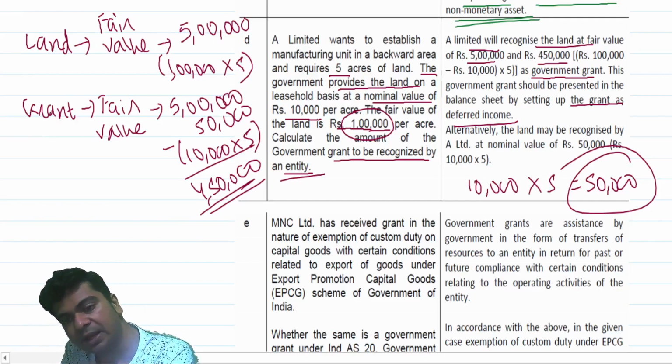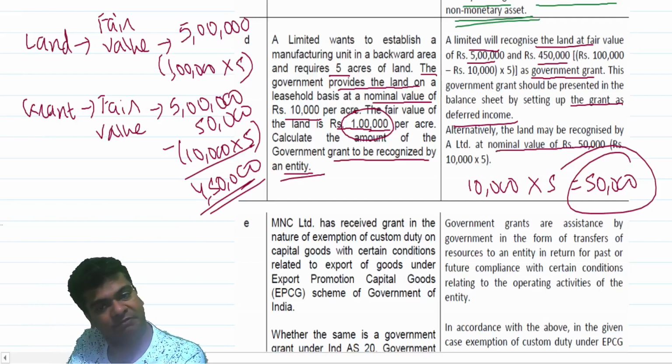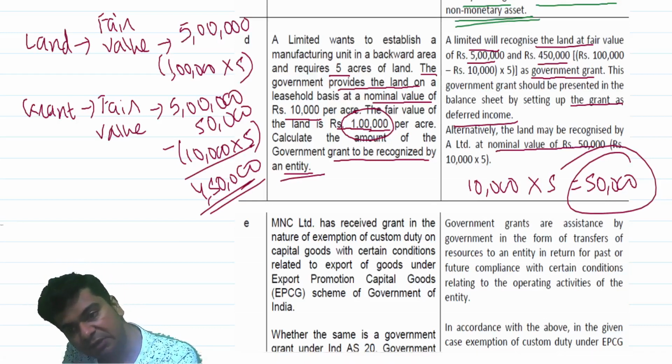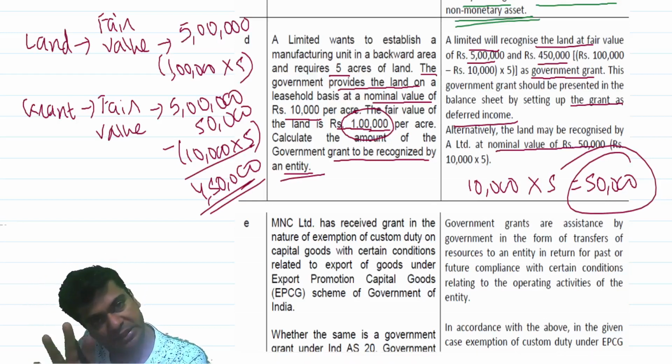Alternative, the land may be recognized at a nominal value of rupees 50,000. As I said, record the land in your books at 50,000 rupees, and even the government grant also at 50,000 rupees. And that is how you can provide an alternative treatment.